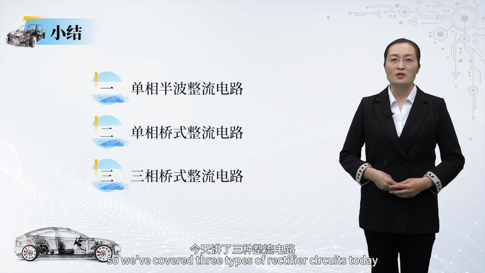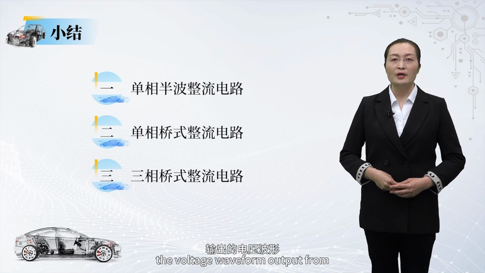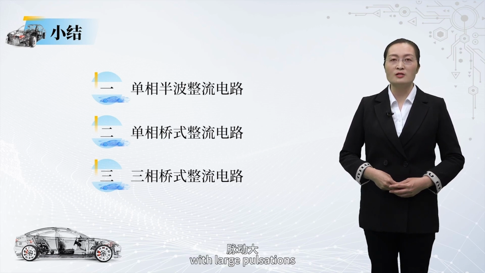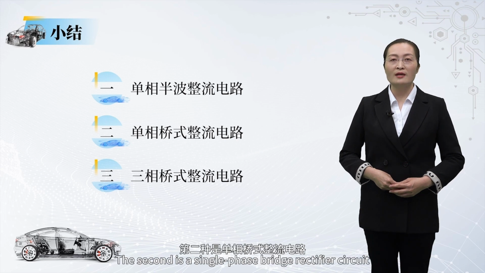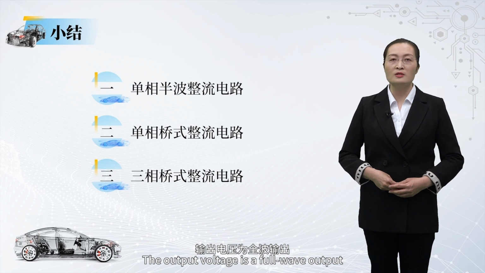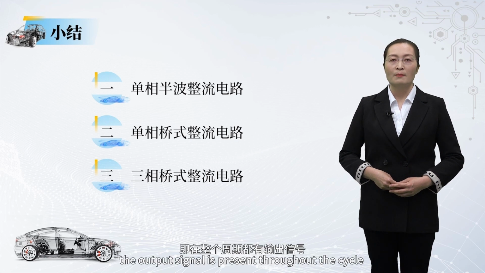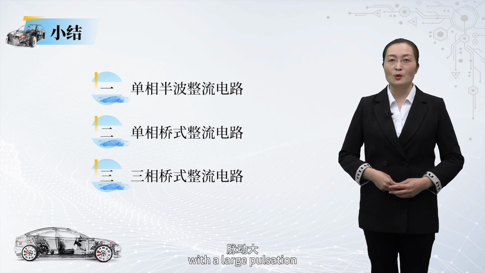Okay, so we've covered 3 types of rectifier circuits today. First of all, the voltage waveform output from a single-phase half-wave rectifier circuit is a half-cycle waveform with large pulsations. The second is a single-phase bridge rectifier circuit. The output voltage is a full-wave output, that is, the output signal is present throughout the cycle with a large pulsation.